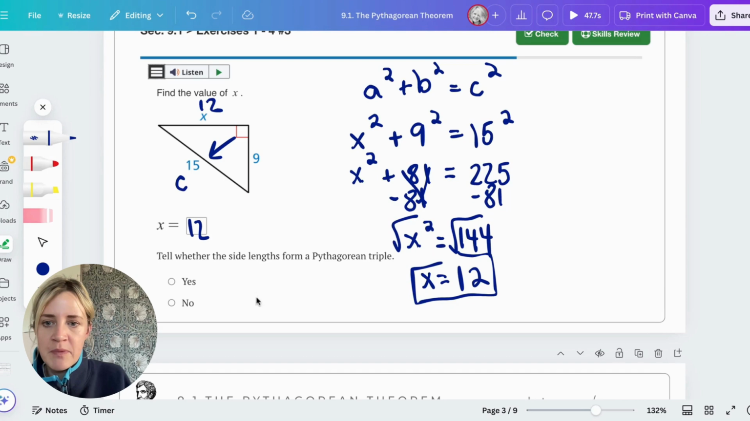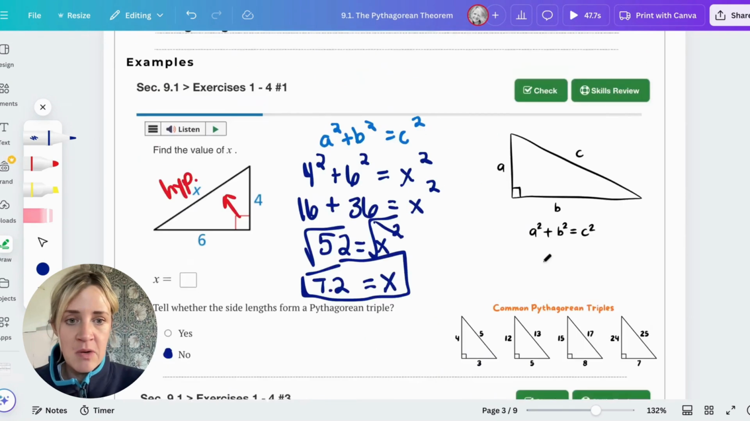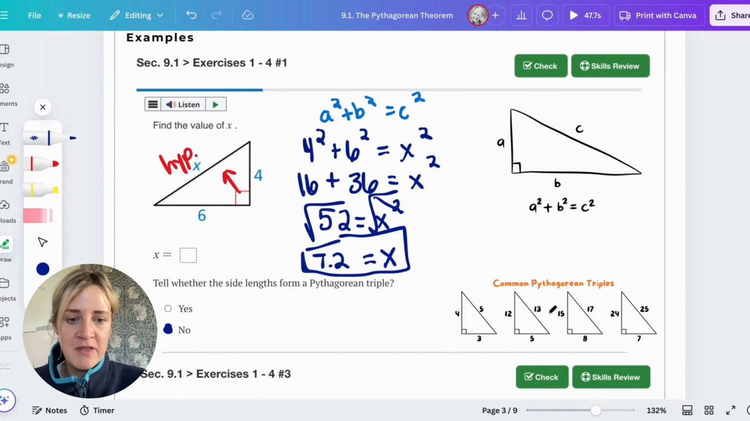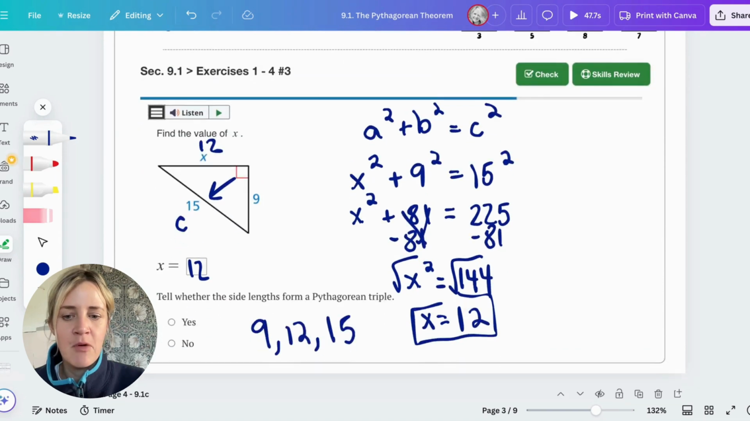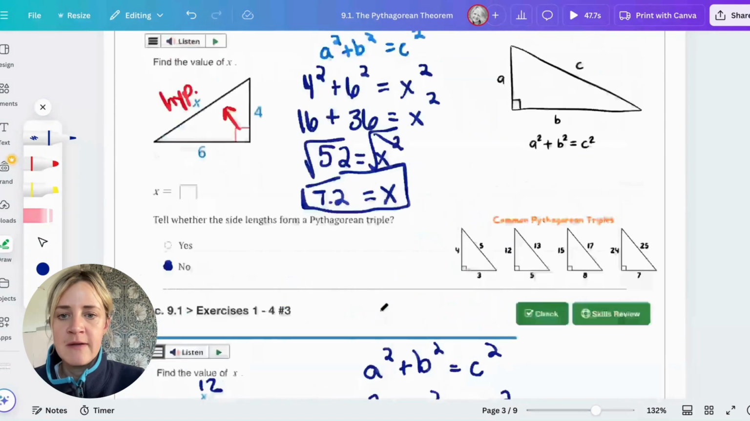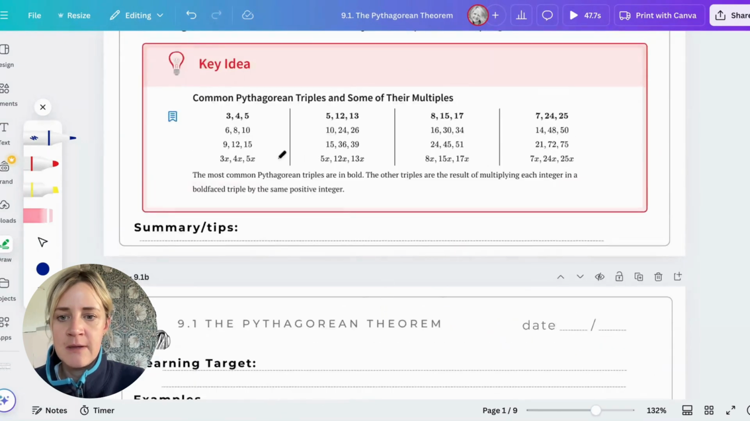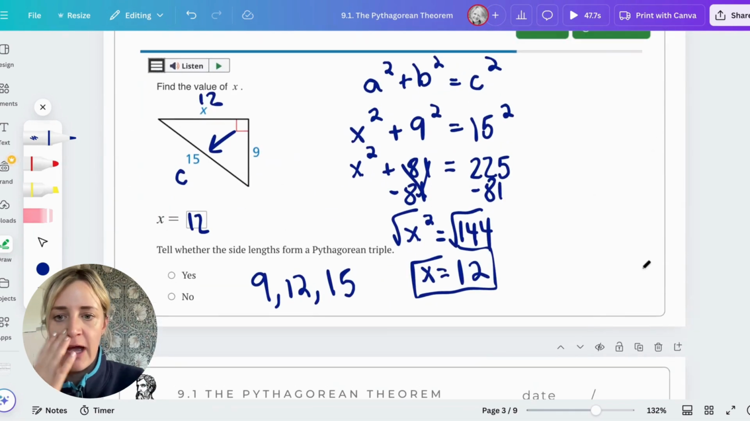So we have a triple here. If we do it in least to greatest, 9, 12, 15. Was that a Pythagorean triple? Well, it was a whole number that ended up. So 5, 12, 13. 9, 12, 13 is what we're looking for. I think that's a multiple. Yeah, 3, 4, 5. Yeah, 9, 12, 15. We scroll up to those. 9, 12, 15 is right here. So that was a Pythagorean triple. It was a multiple of 3, 4, 5.